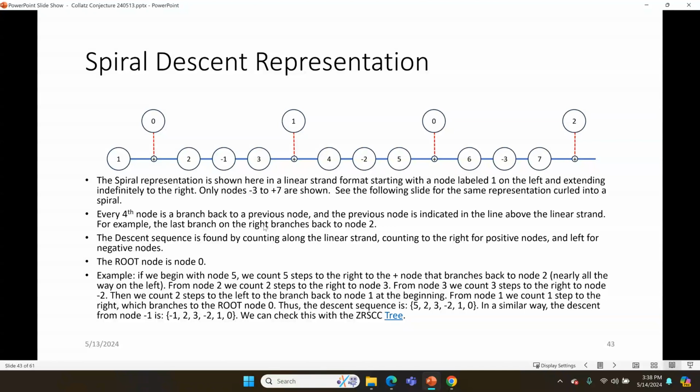3 is a positive number, so we would count 3 nodes to the right, which would land us on negative 2. Negative 2 is a negative number, so we would count 2 nodes to the left, which would land on the branch that goes back to 1. So that would land us back on 1 at the very beginning. 1 is a positive number, so we would count 1 node to the right, which would land us on a branch that goes to 0.